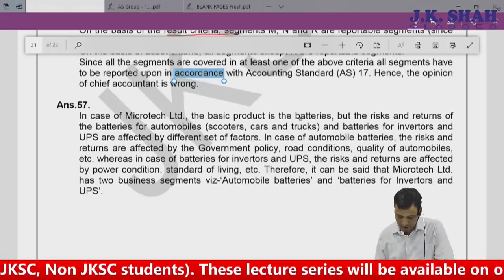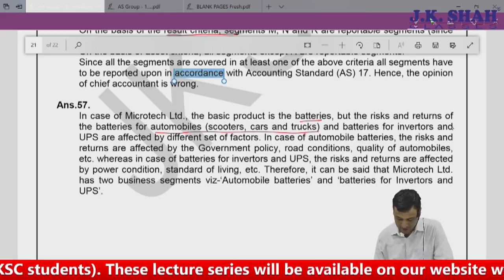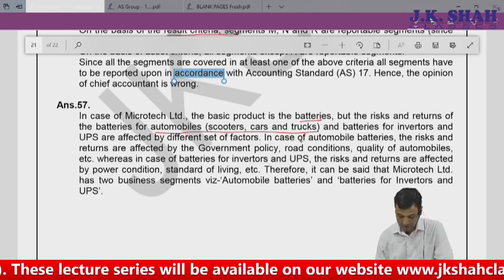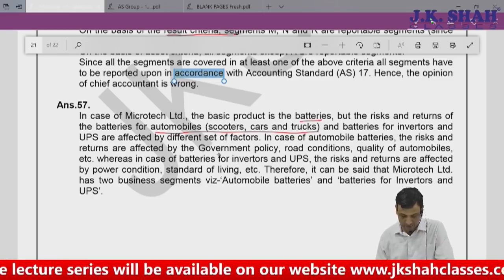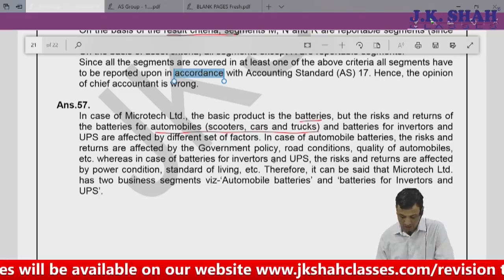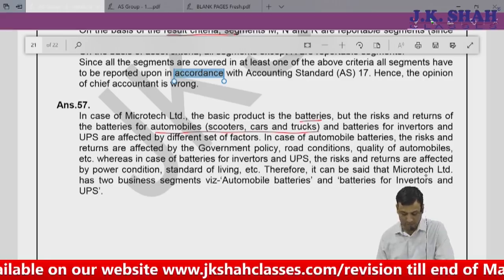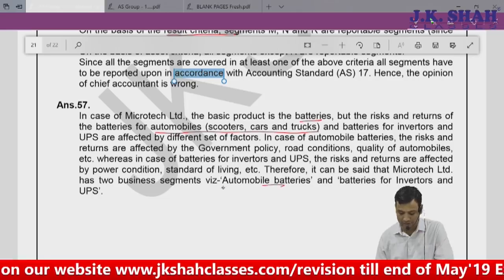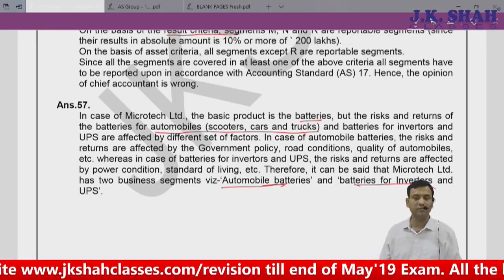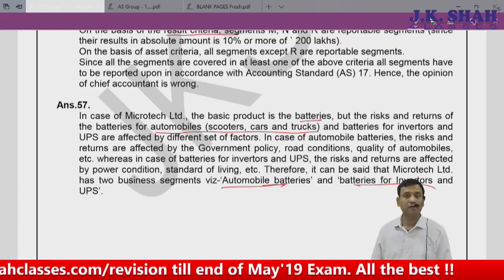The basic product is batteries, but the risks and returns of batteries for automobiles, that is scooter, car and truck, and batteries for inverters and UPS are affected by different sets of factors. In the case of automobile batteries, the risks are affected by government policy, road conditions, quality of automobile, whereas for batteries for inverters and UPS, the risks and returns are affected by power conditions and standard of living. Therefore, Microtech can have two business segments: automobile batteries and batteries for inverters. A very simple question, taken from our module only. Okay, let's end AS 17.